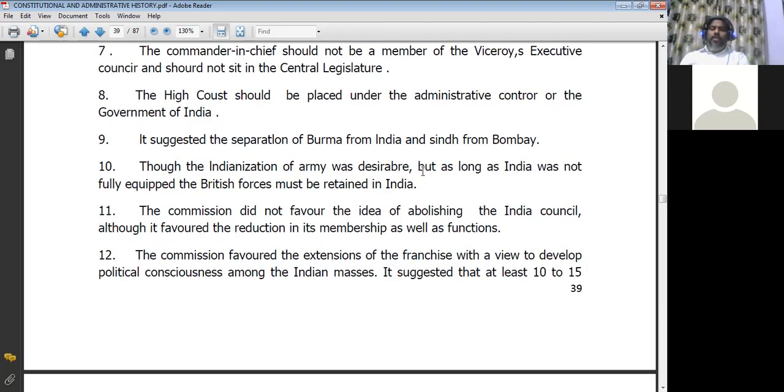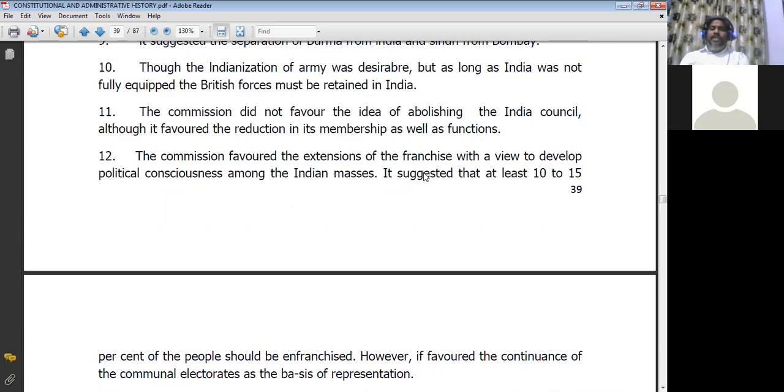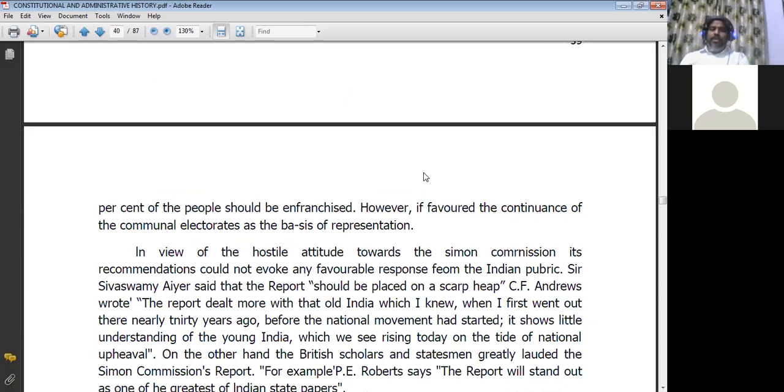The commission did not favor the idea of abolishing the Indian Council, although it favored a reduction in its membership as well as its functions. And likewise, such were the recommendations suggested by the Simon Commission.